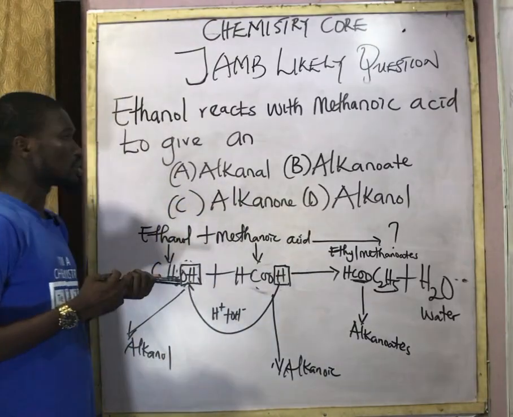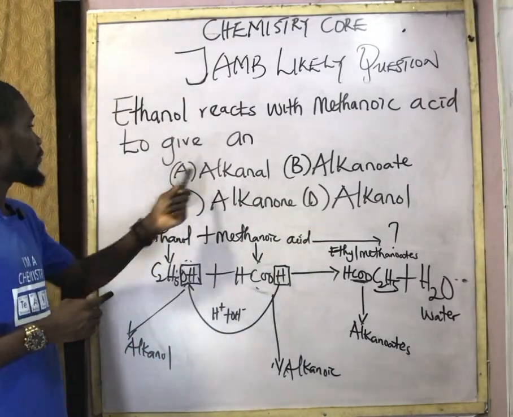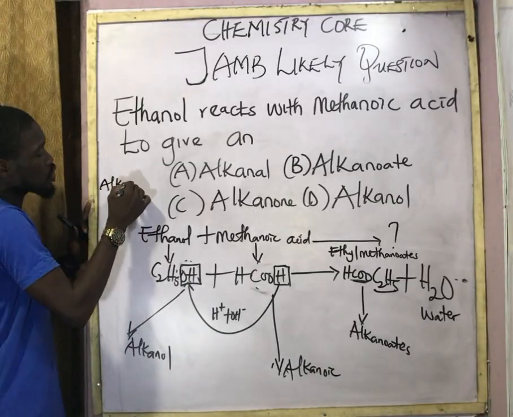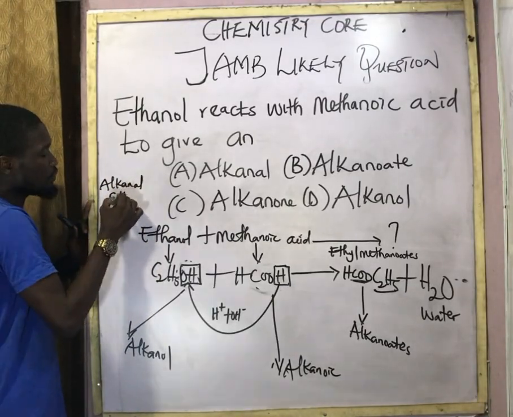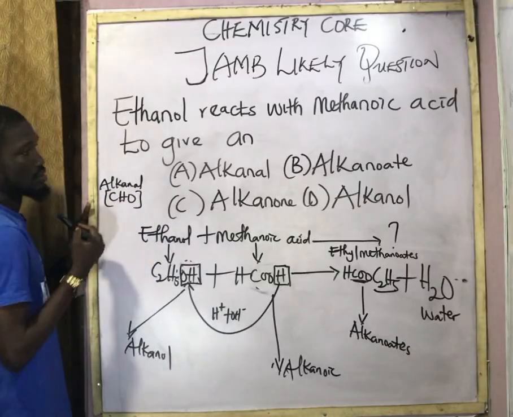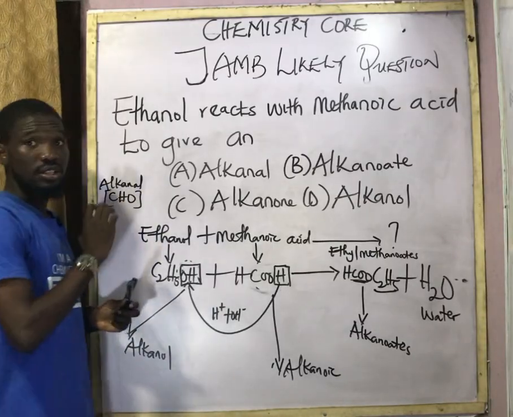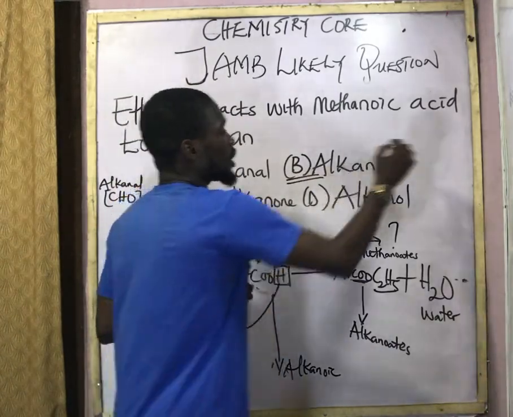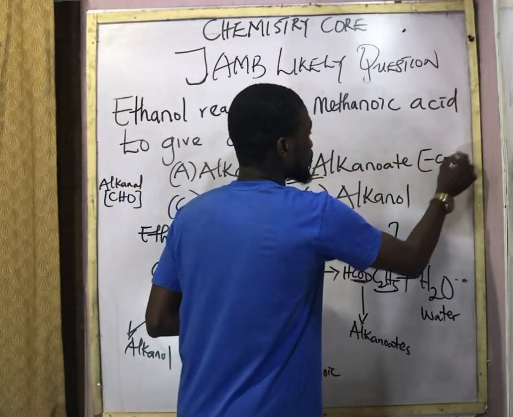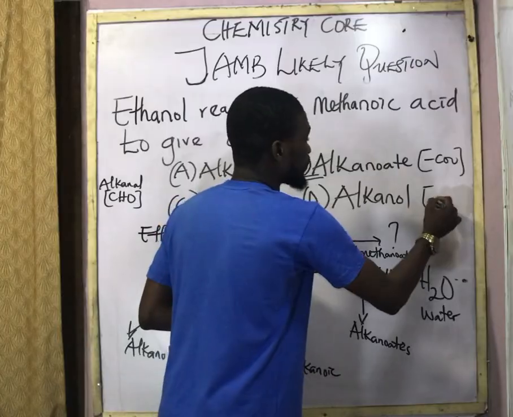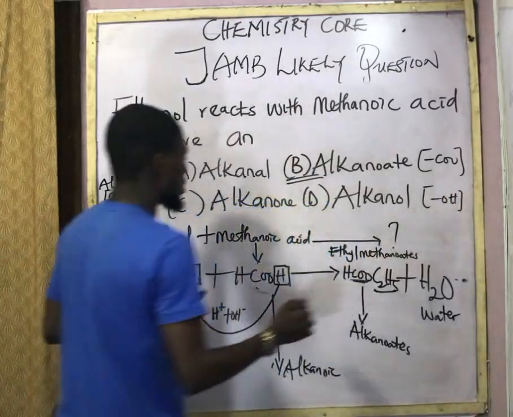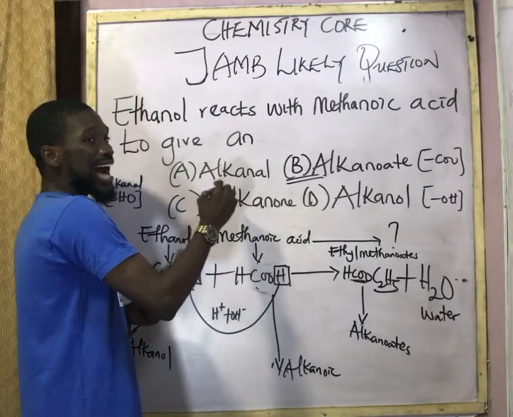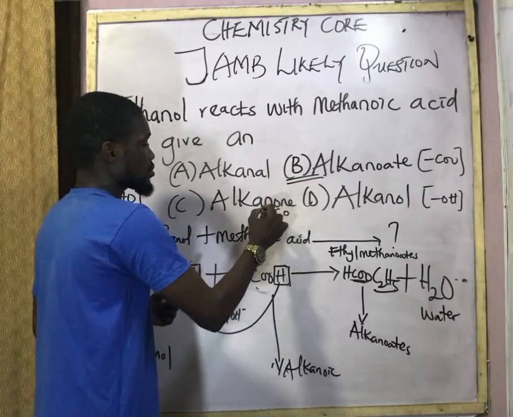Back to what we have on the board. The first one is alkanal. Alkanal is also known as aldehyde, whose functional group is this. That is not the answer. B is the correct answer, with this functional group. The functional group of D is this, hydroxy, while the functional group of alkanone, which is known as ketone, is this.